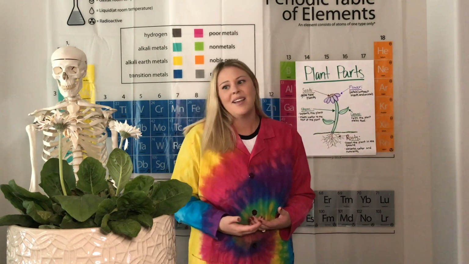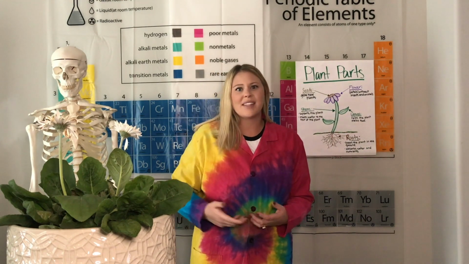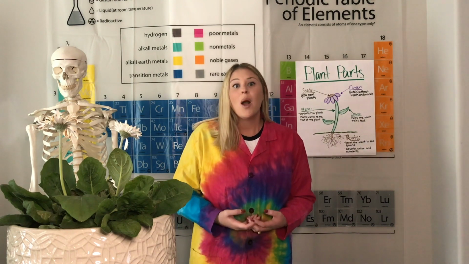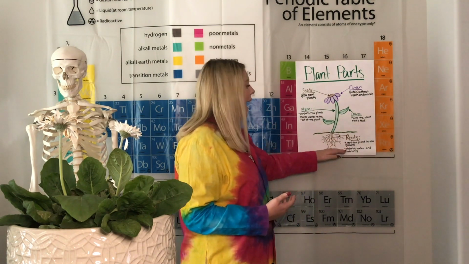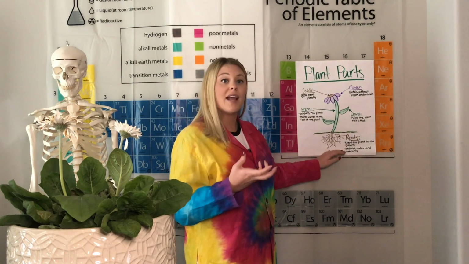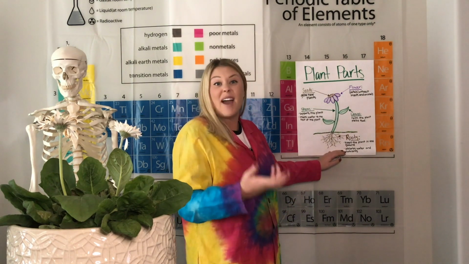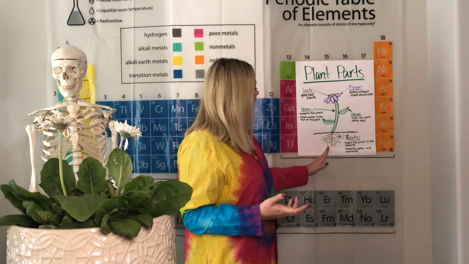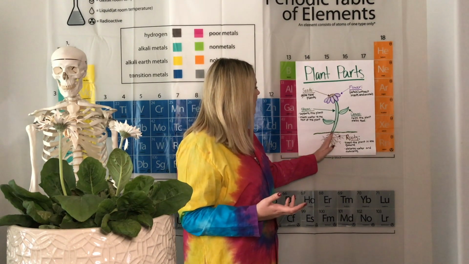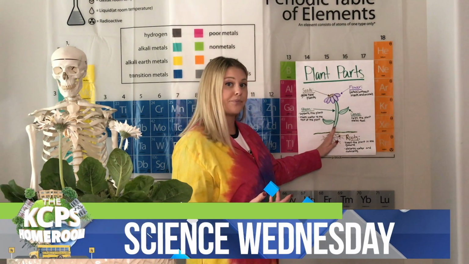Well, plants don't necessarily have mouths and they don't eat food on their own, but plants make their own food. So a plant's roots help to absorb water and nutrients, things like vitamins and minerals that the plants need to survive. Now the water comes up through the roots and then it goes up through the stem.